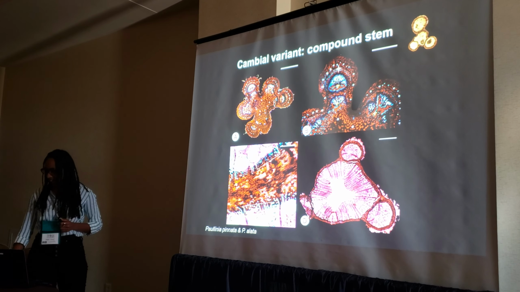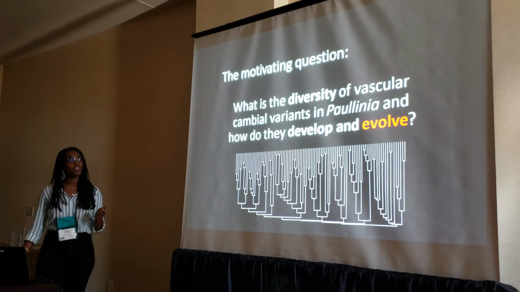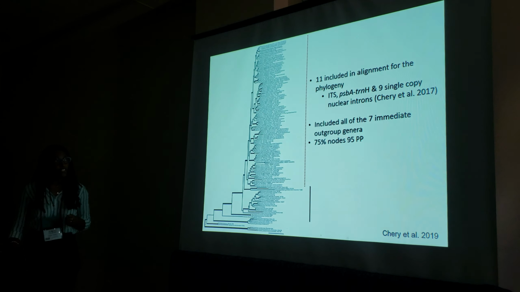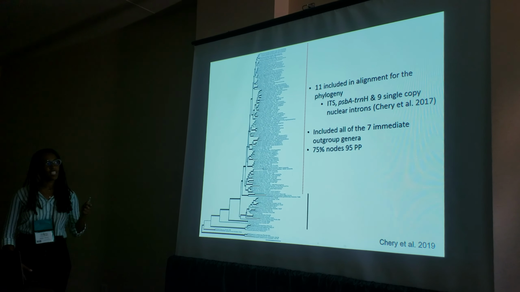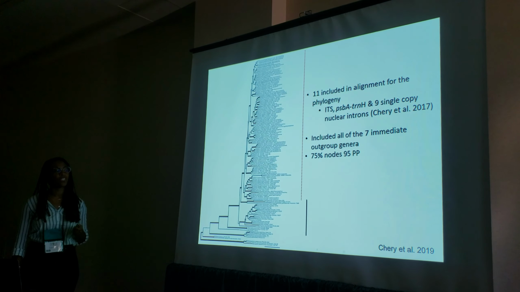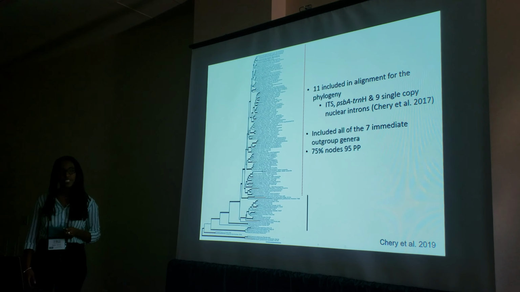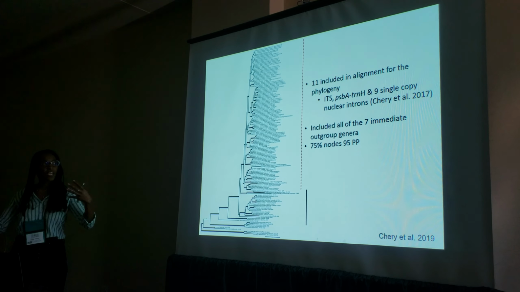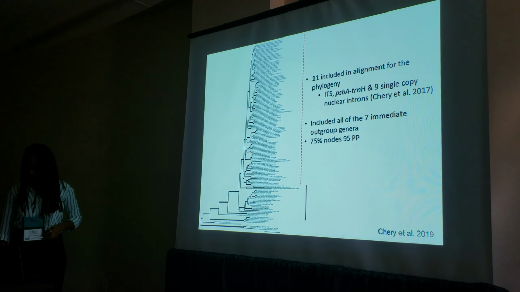So how does this look in evolutionary space? In order to do the second half of the question, we need a phylogenetic framework, meaning we need a phylogeny. So we developed the first phylogeny of Paullinia, and its data is 11 different loci, 9 of them being single copy nuclear introns, so highly variable regions. And we took this phylogeny, we took this ontogeny, and put them together to estimate the evolution of development.